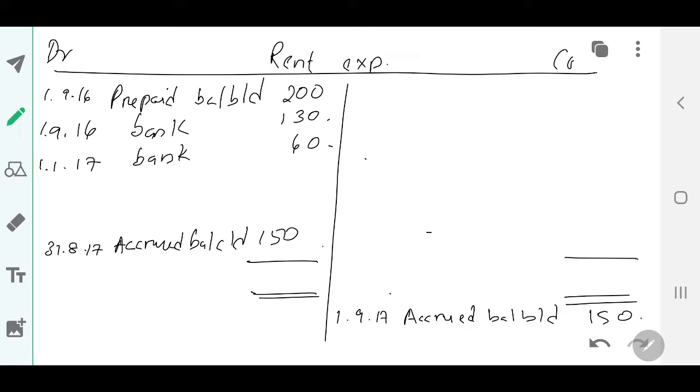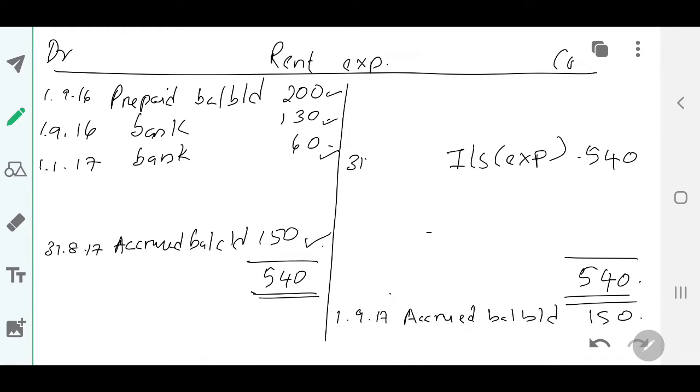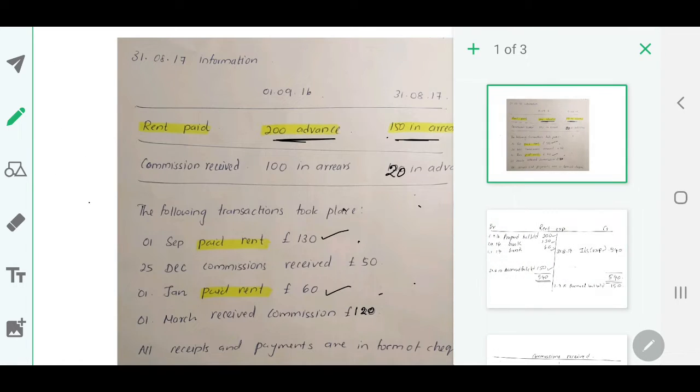Now you can see that the debit side is greater. You add up 200, 130, 60 and 150, which gives you 540. Bring it here. And this 540, which you take above, goes to the income statement under the category of expenses as at 31st 8/17. Now we are done with the expenses account.